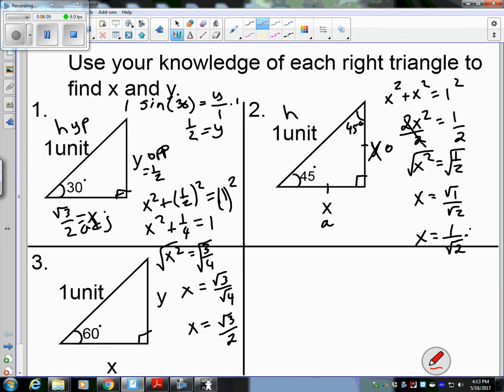So what you do is you rationalize it by multiplying by the square root of 2 over 2, the denominator. What happens is you get 1 times the square root of 2 on the numerator. Square root of 2 is good. Square root of 2 times the square root of 2 is the square root of 4. Square root of 4 is 2. So that means our x is going to equal the square root of 2 over 2. So both of these sides is the square root of 2 over 2.